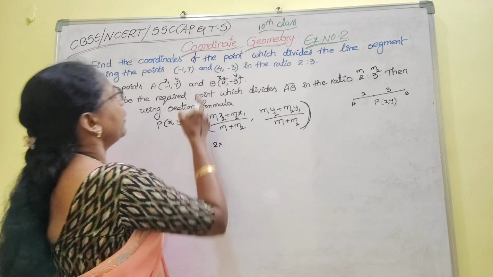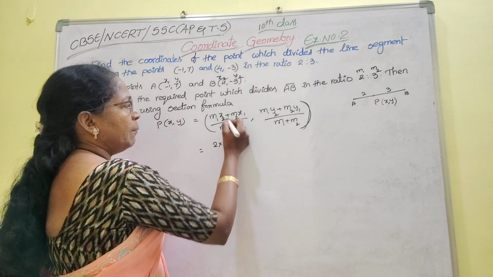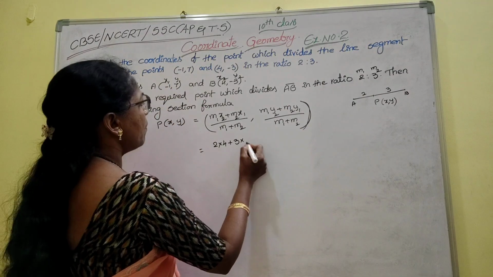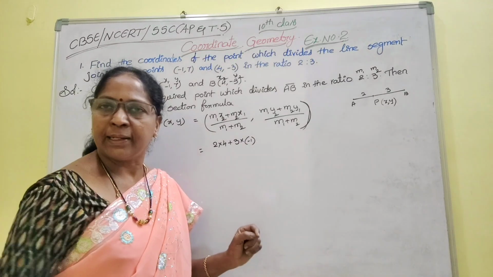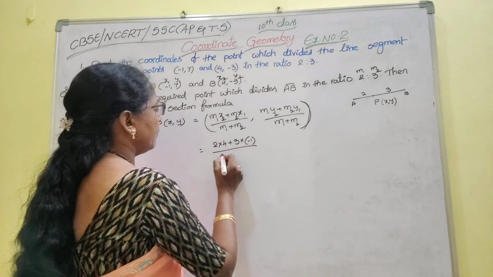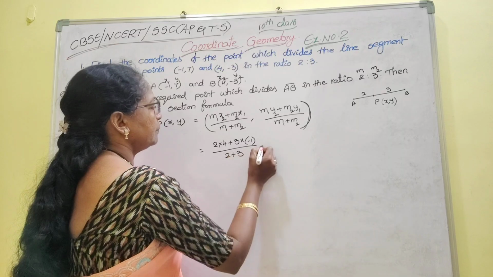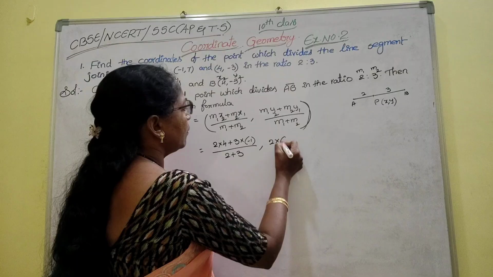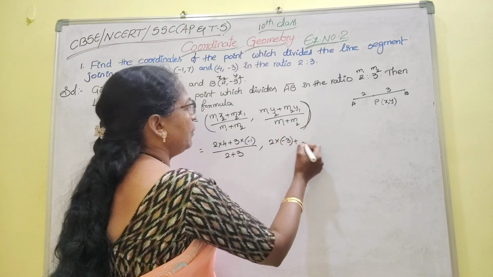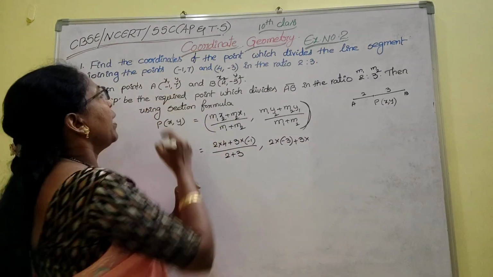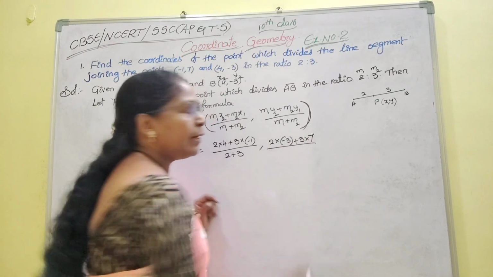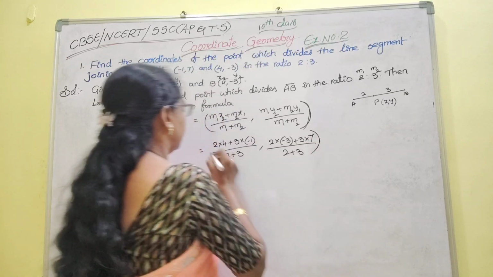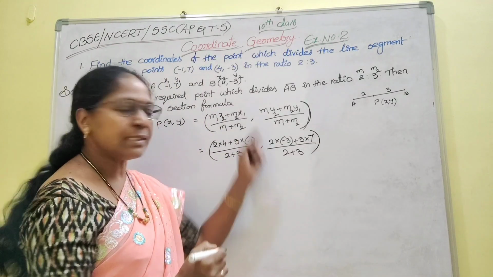m1 equals 2, into x2 equals 4, plus m2 equals 3 multiplied by x1 equals -1. Keep it in brackets, divided by m1 plus m2, that means 2 plus 3. Now again, m1 y2: m1 is 2, into y2 equals -3, plus m2 equals 3 into y1 equals 7, divided by m1 plus m2, that means 2 plus 3. We have substituted the values in the section formula.